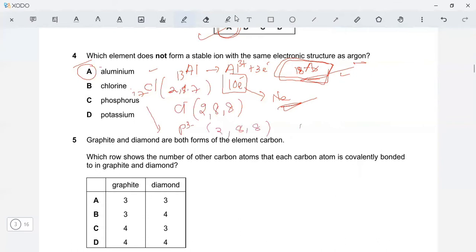Whereas potassium, potassium is K⁺. K⁺ also can form a stable structure like argon, but aluminum cannot. Aluminum can have the stable structure of neon. So the answer will be A.